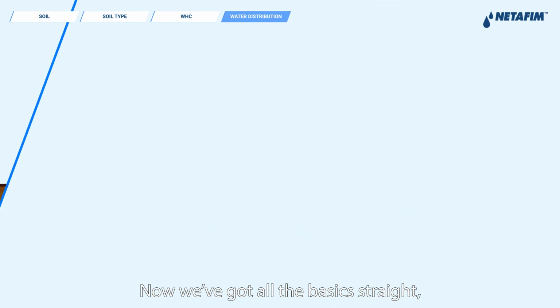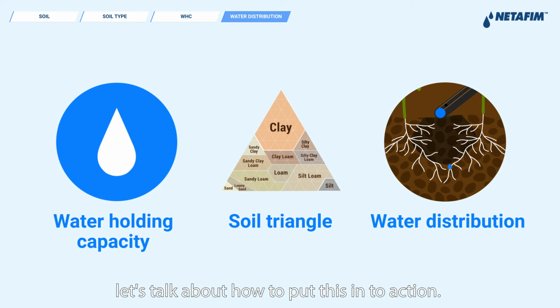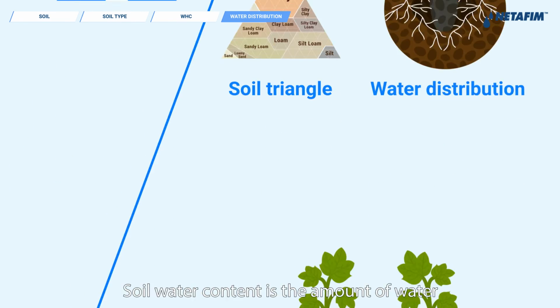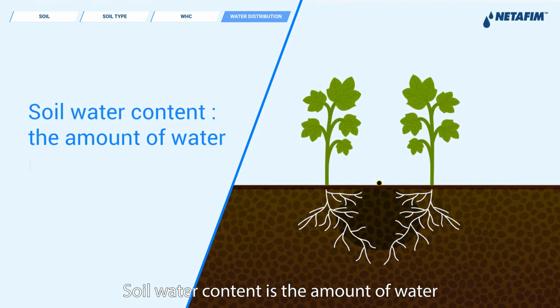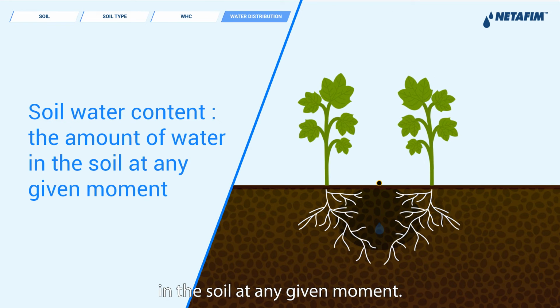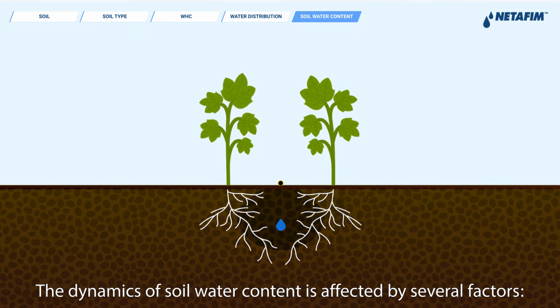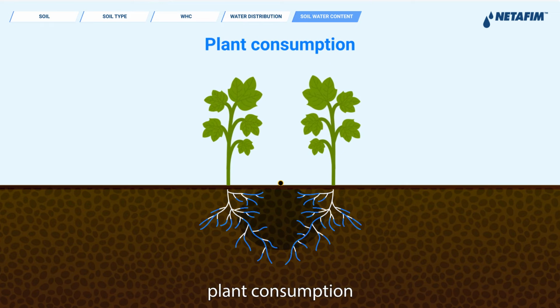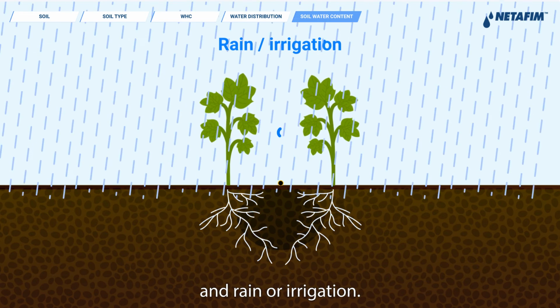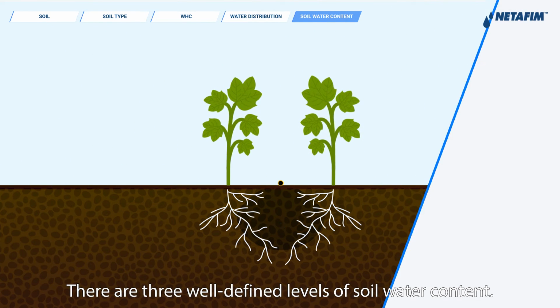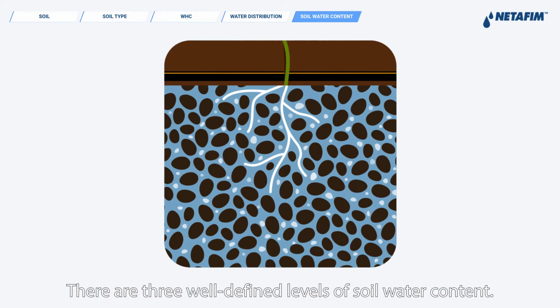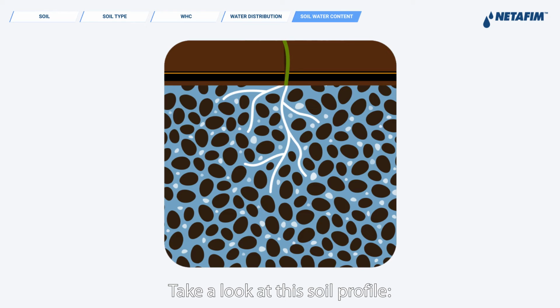Now, we've got all the basics straight. Let's talk about how to put this into action. Soil water content is the amount of water in the soil at any given moment. The dynamics of soil water content is affected by several factors: water movement, plant consumption, evaporation, and rain or irrigation. There are 3 well-defined levels of soil water content. Take a look at this soil profile.